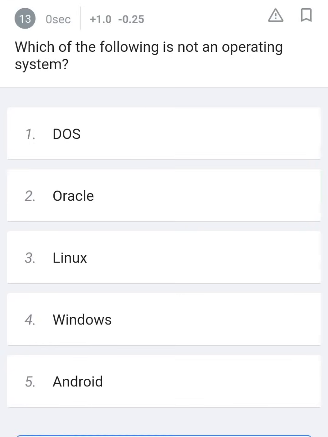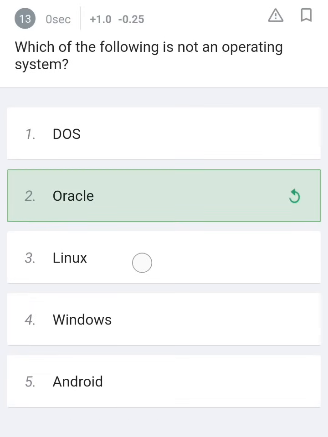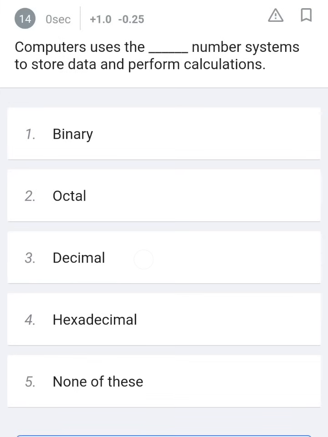Next. Which of the following is not an operating system? Operating system means what lets you operate the computer and the computer screen. DOS, Desktop Operating System, is one. Linux and Unix are operating systems. Windows is an operating system. Android is an operating system. So Oracle is the odd one. It is a multi-model database management system.